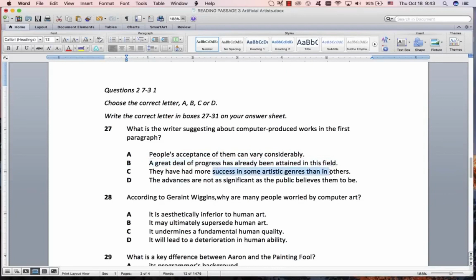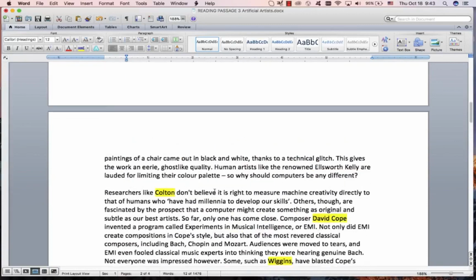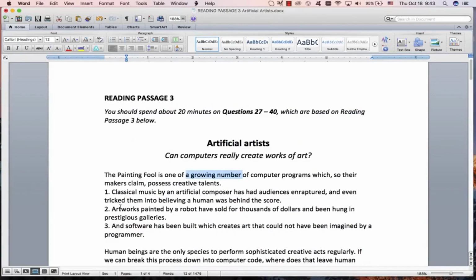More than others, he doesn't compare them. Not as significant, he doesn't compare them again. What he's trying to say is this: a great deal of progress has been attained. There is a growing number, and then he gives evidence, 3 examples to support the fact that this progress has been made. The number is growing.